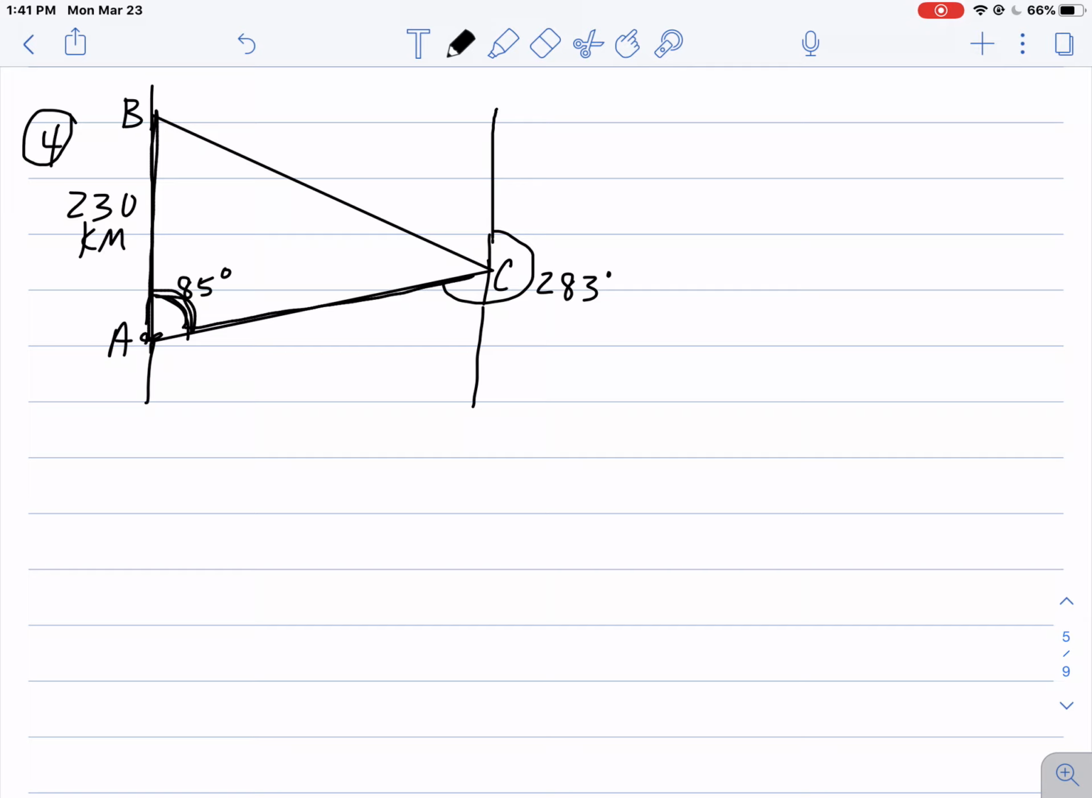We said the heading of the plane to that second airport was 283 degrees. So again, from this point, from point C out here, from due north, we're measuring 283 degrees. And that should be this one, actually. Okay. All right. And we're asked for the total distance that the plane flew.